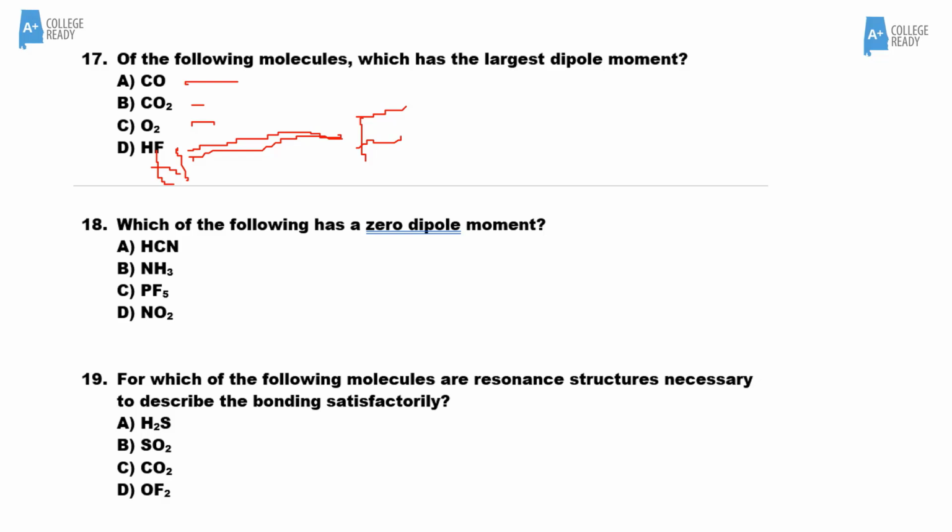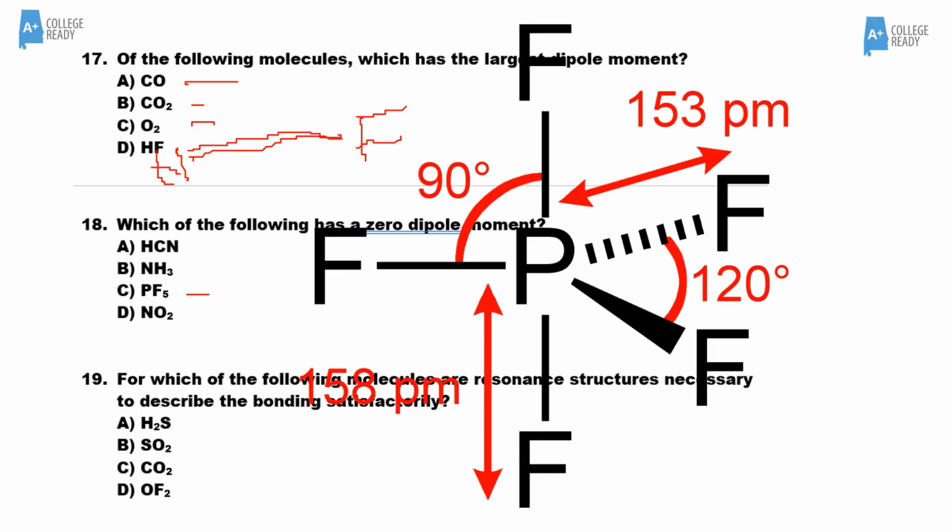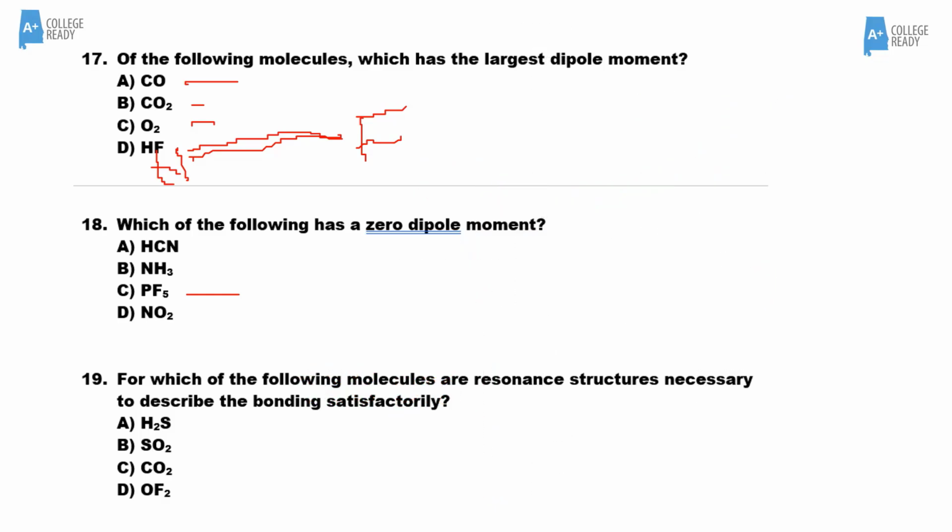Which of the following has a 0 dipole moment? Again, you would have to draw out the structure for each one and figure out whether it is polar or nonpolar based on shape and distribution of electrons. Everything else except for C is polar because of the way that the elements are arranged around that central atom. Draw each one out and see, but for PF5, there's phosphorus in the center with fluorines evenly distributed around it, and there is no unequal distribution of electrons. It's very much the same throughout the whole molecule.